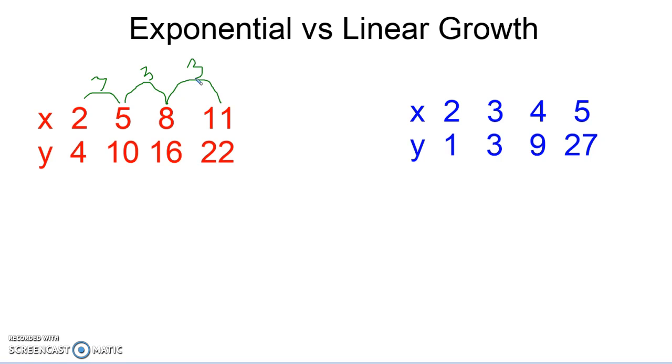Let's see here. For y, from 4 to 10, that's by 6. From 10 to 16, that's by 6. From 16 to 22, that's by 6. So because everything is going at a consistent rate of addition, that means that this one is linear.